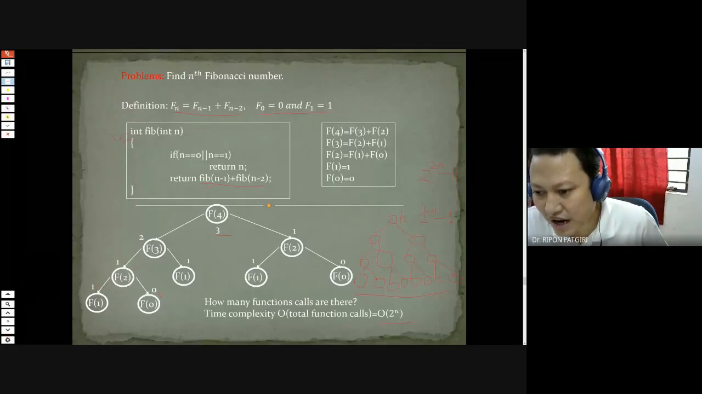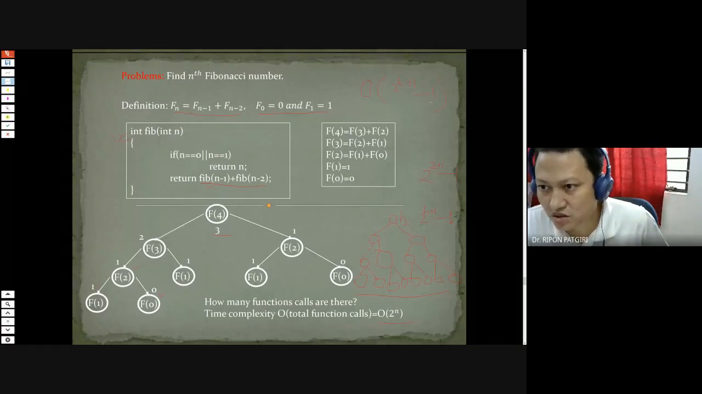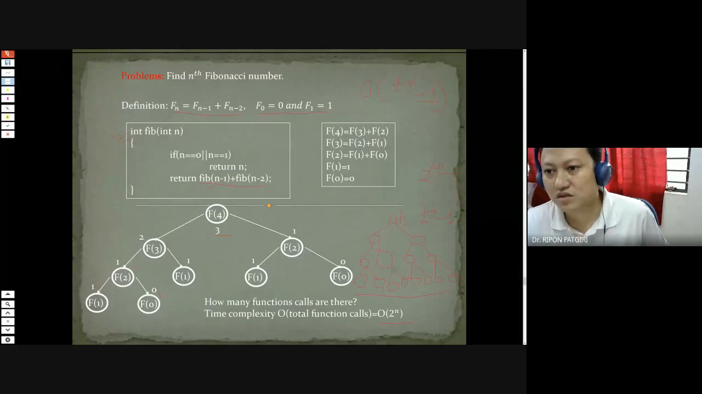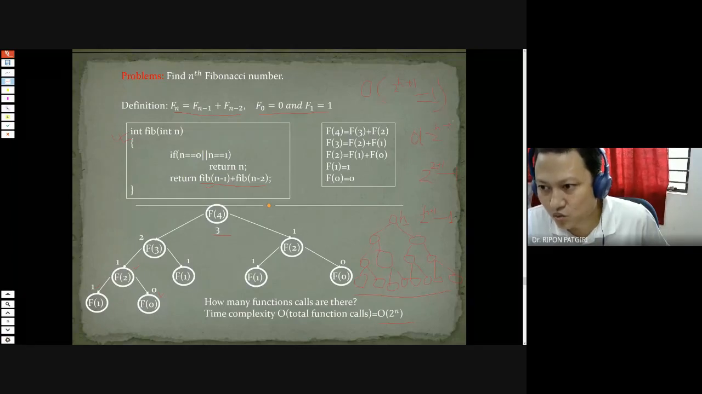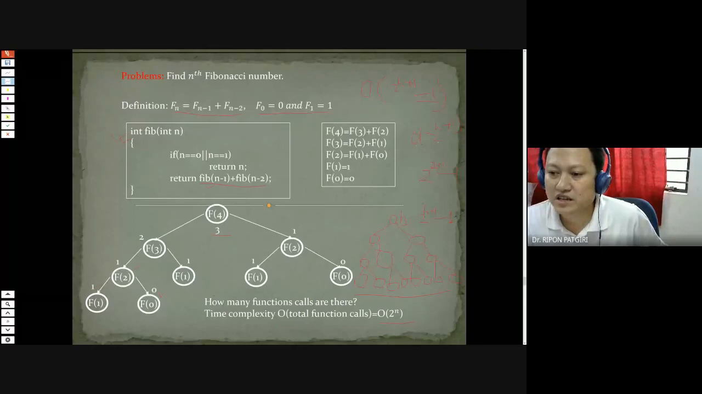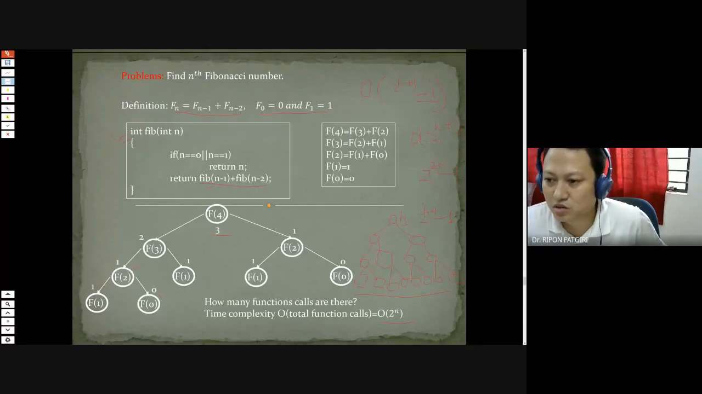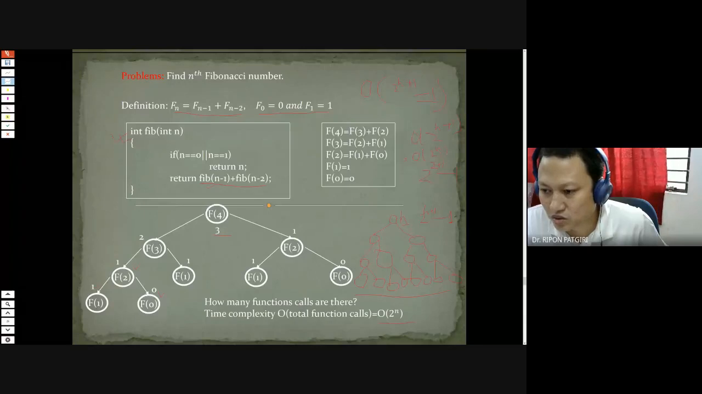Here, if the height is h, how are you going to represent it in big O form? 2 to the power h plus 1, minus 1. This one is a constant, we don't care. So it is big O of 2 to the power h plus 1. How will you define it? 2 to the power h into 2.